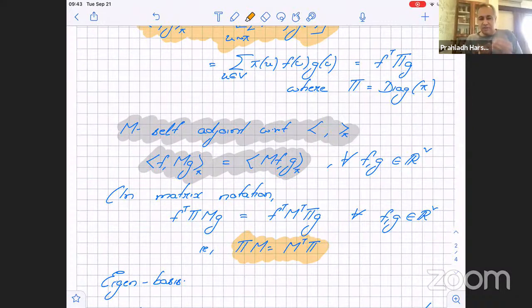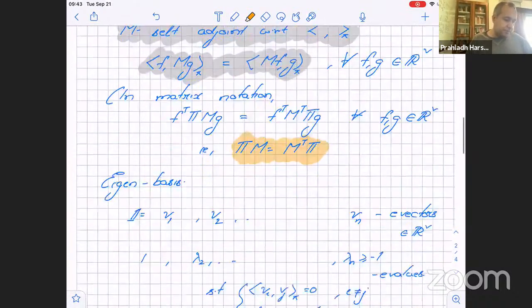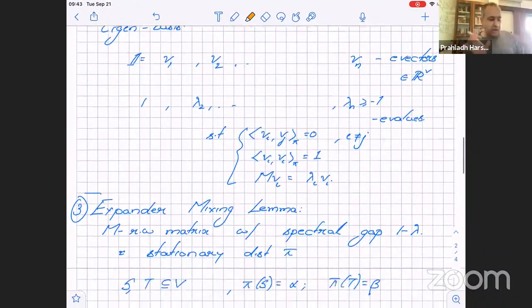Now if you stare at this, it is just stating that this is a symmetric matrix. It just follows out of that. So pi M is equal to M transpose pi. Okay, all of this was just setting up notation.